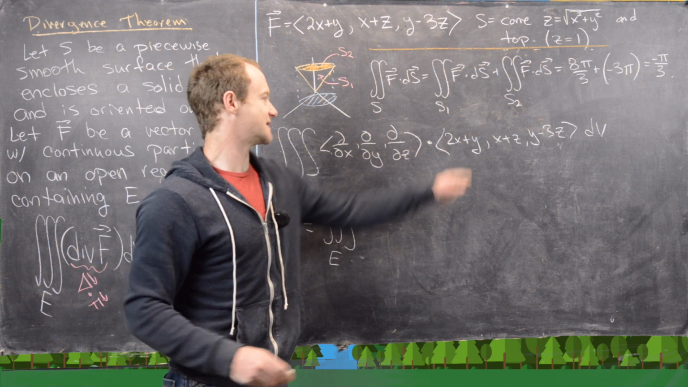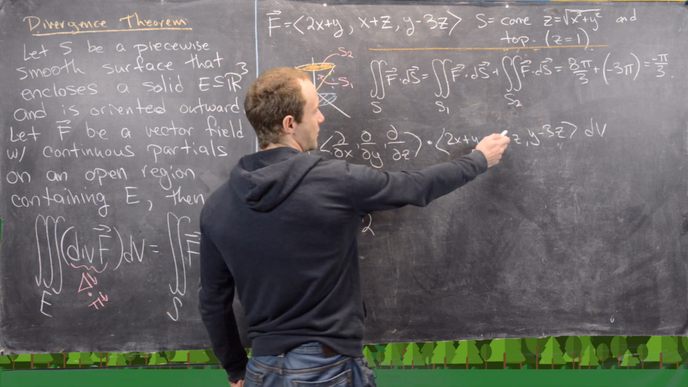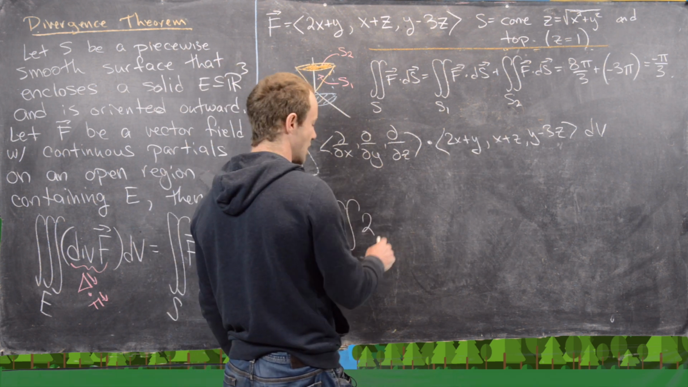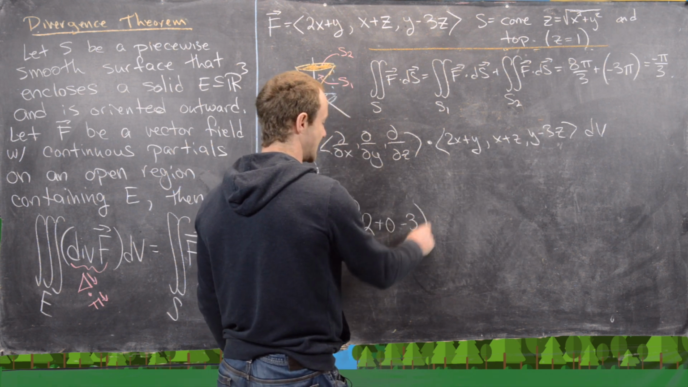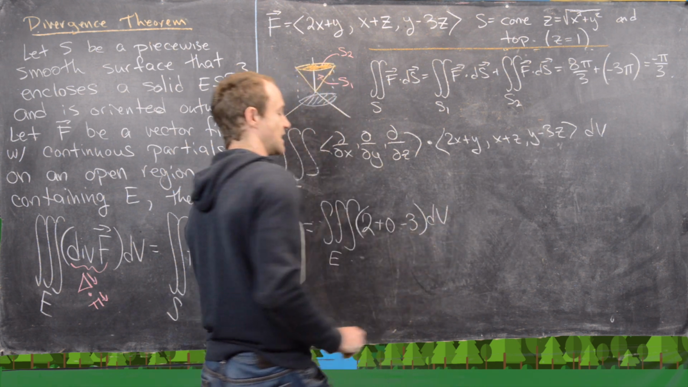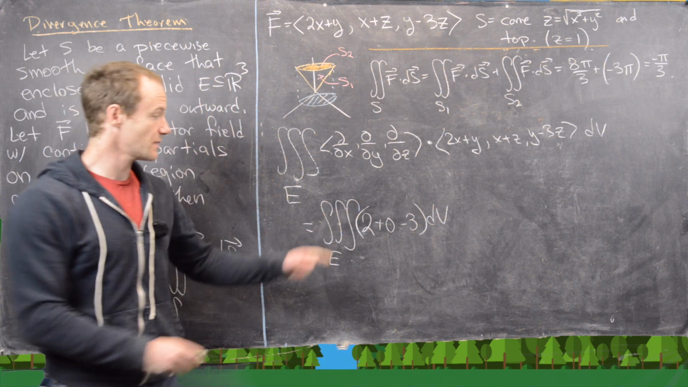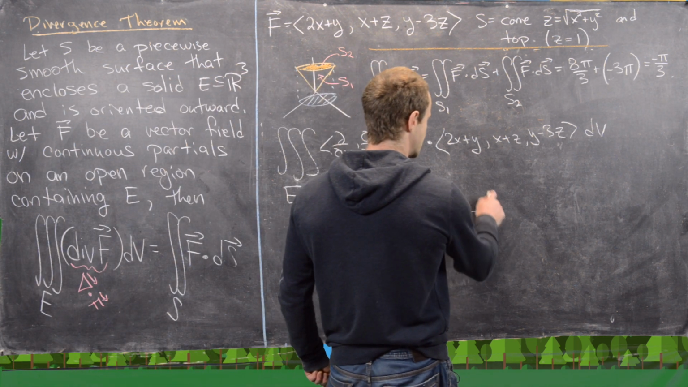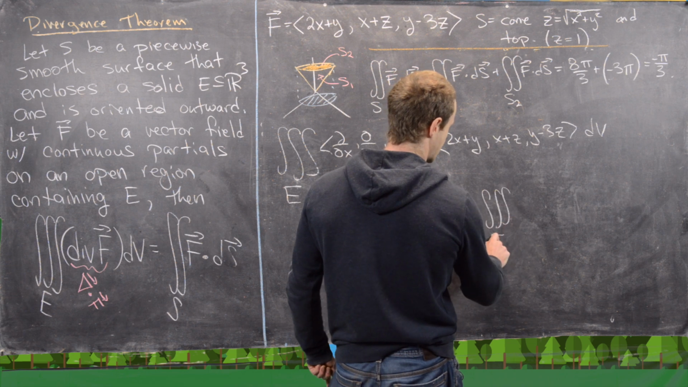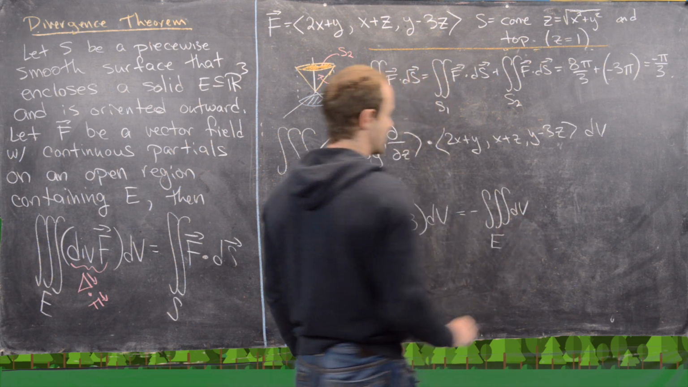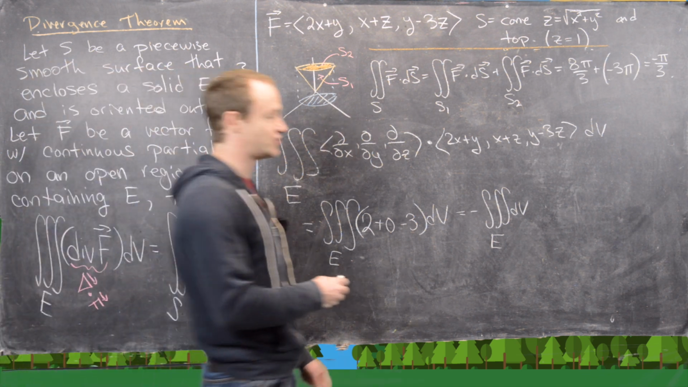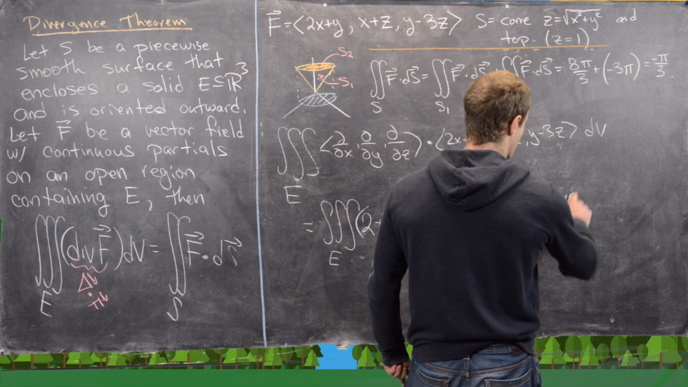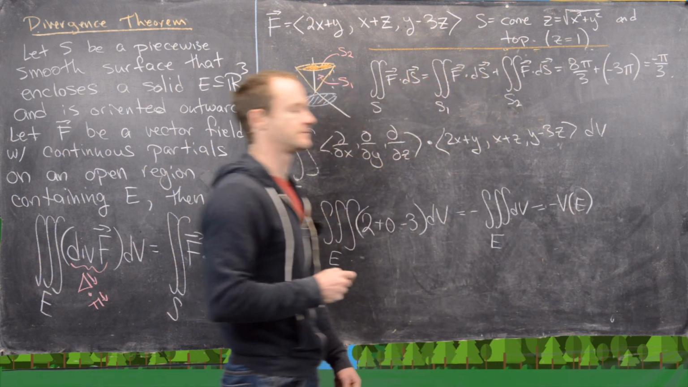The partial with respect to x of this is just 2. Partial with respect to y of that is 0, so plus 0. The partial with respect to z of that is minus 3. So we've got something like that going on. But notice, that's exactly equal to negative the triple integral over E dV. But the triple integral over E dV is just going to be the volume of E.